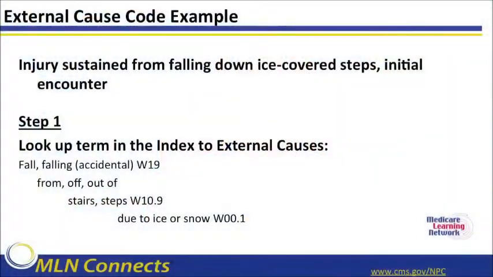Assigning an external cause code is similar to assigning other ICD-10-CM codes. In the example of an injury sustained from falling down ice-covered steps on slide 44, look up the main term falling in the external cause index, then the indented subterms from, off, out of, then stairs, steps, and then due to ice or snow. The index directs you to W00.1, fall from stairs and steps due to ice and snow.